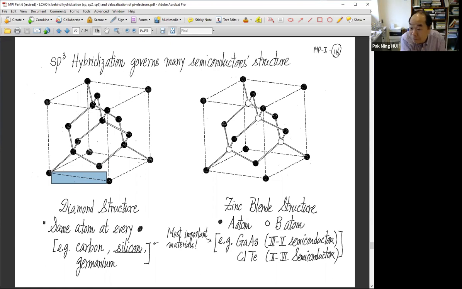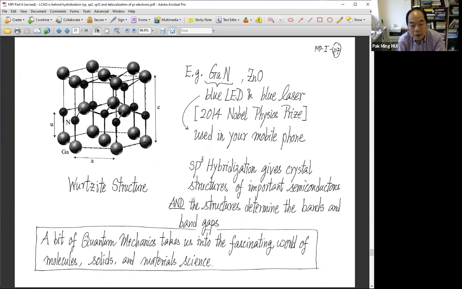We know how this comes from, right? Electrons distribute themselves to form the bond. They govern the separation between nearest neighboring atoms. Okay, quantum mechanics. And even this structure, this sp3 tetrahedron structure, can propagate into other crystal structures. This is called the wurtzite structure. I have it here.